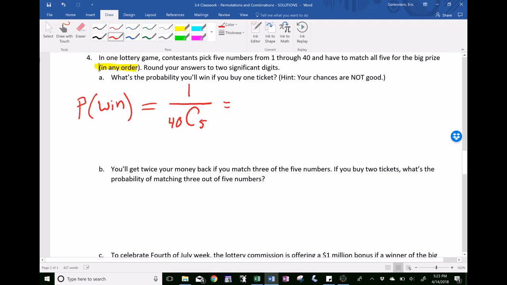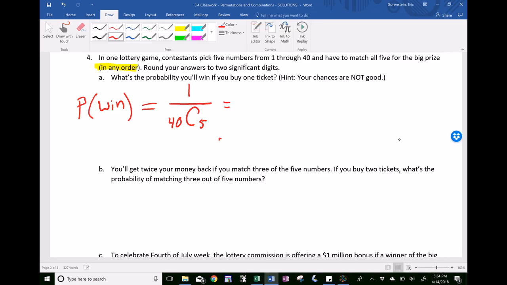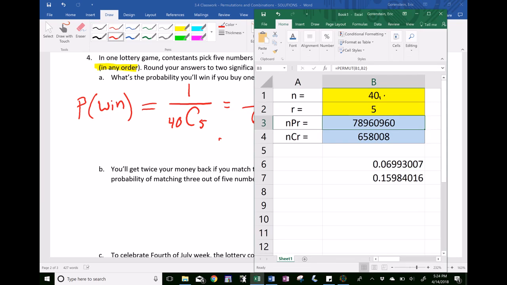Now if we want to calculate this, I'll come over here to Excel. 40C5, 40 combination 5. So there are 658,008 possible tickets to buy. One of those is a winning ticket. So the probability of winning, 1 divided by 658,008.